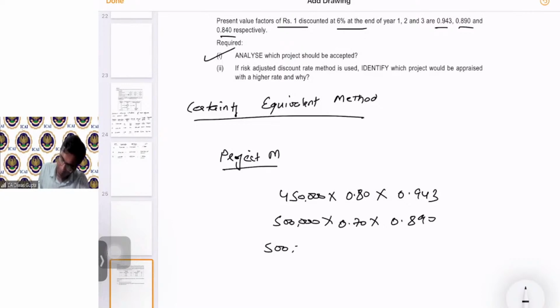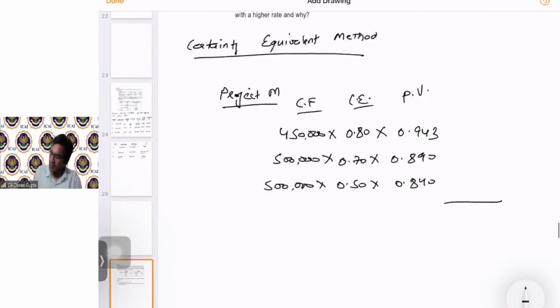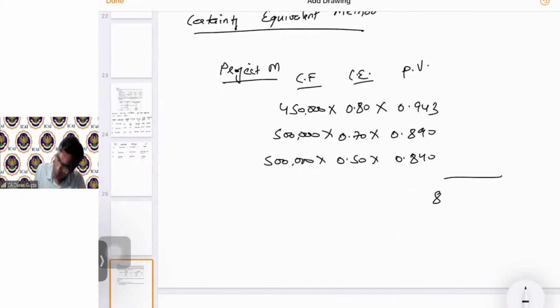Then another one, 5 lakh multiplied by 0.50 multiplied by 0.840, which is the present value factor. This is the present value factor, this is certainty equivalent, and this is the cash flow. Simple. I'm just doing it on a rough basis because these type of questions we have already solved. 980, this is the summation less outflow.